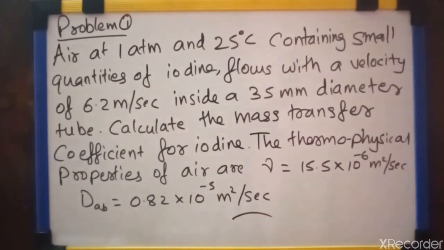Problem number 1. Air at 1 atmosphere and 25 degrees centigrade containing small quantities of iodine flows with a velocity of 6.2 meter per second inside a 35 mm diameter tube. Calculate the mass transfer coefficient for iodine. The thermophysical properties of air are nu is equal to 15.5 into 10 raised to minus 6 meter square per second and DAB is equal to 0.82 into 10 raised to minus 5 meter square per second.